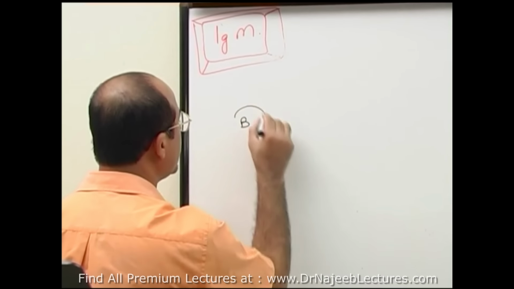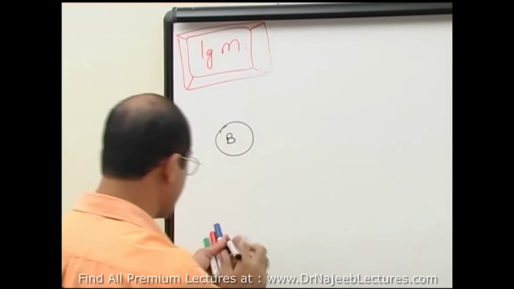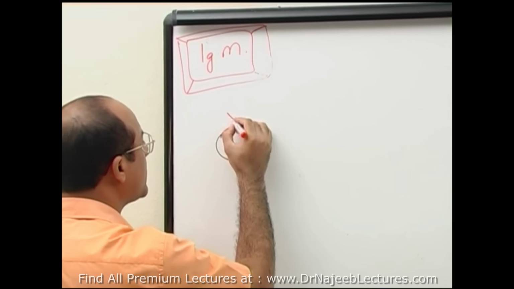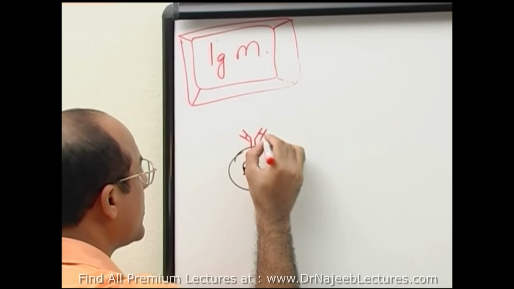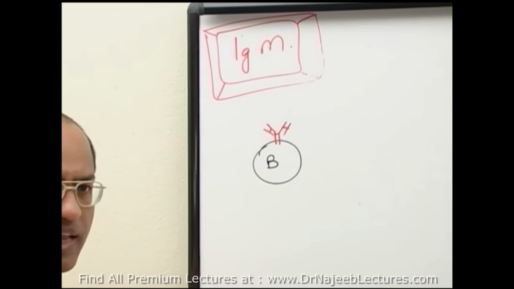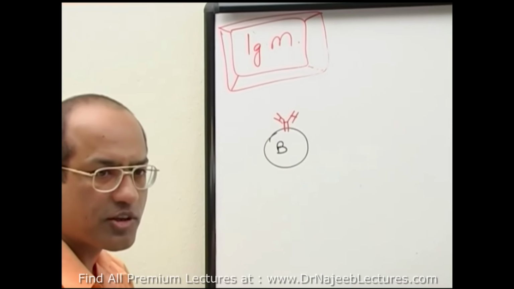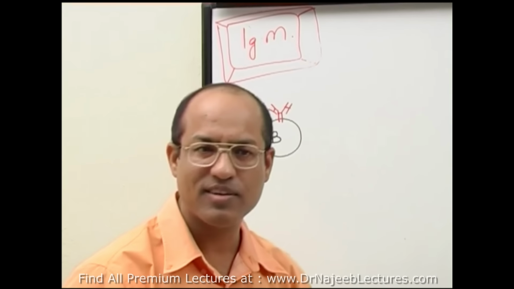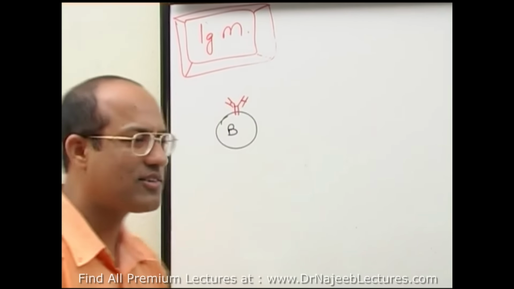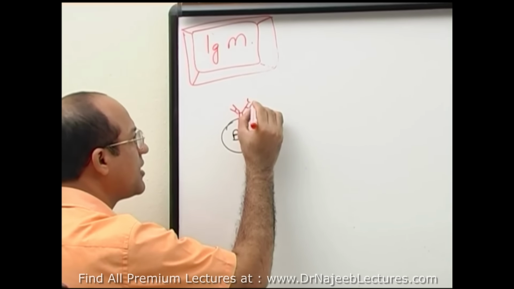This is the B lymphocyte, and on the surface of the B lymphocytes, IgM molecules are expressed. What is the purpose of expressing the monomers of IgM on the surface of B cells, B lymphocytes? Yes, I will be impressed if you can tell me.